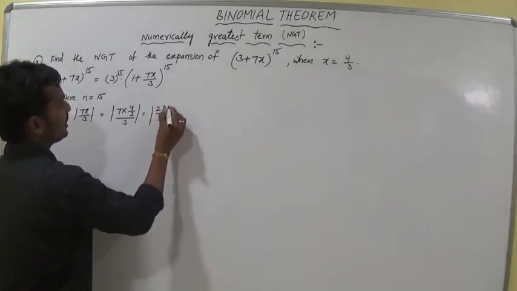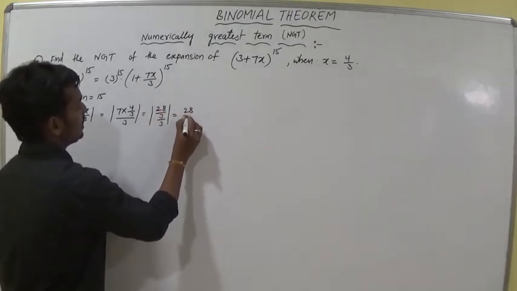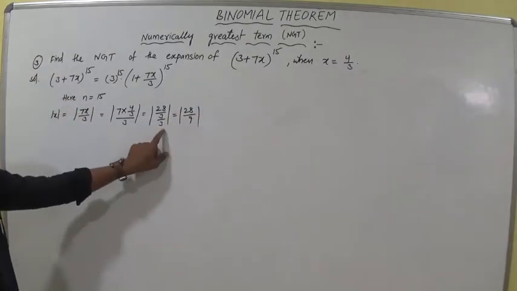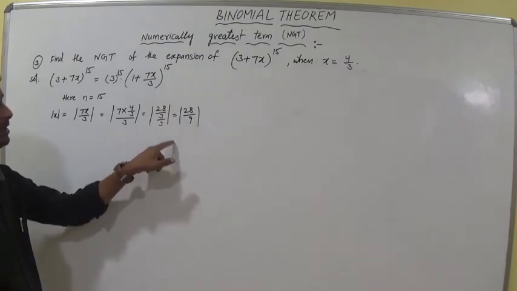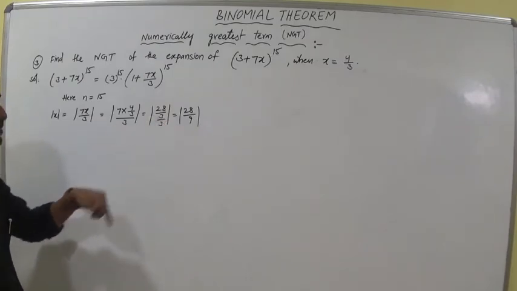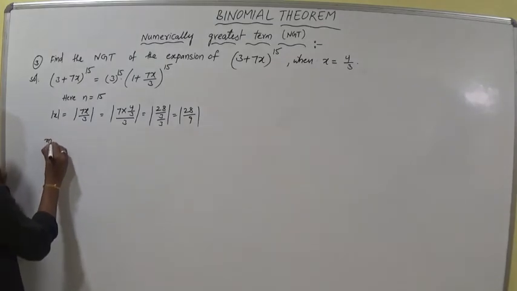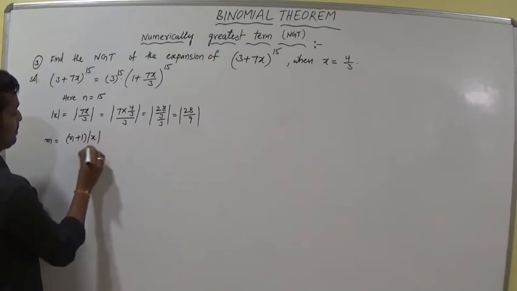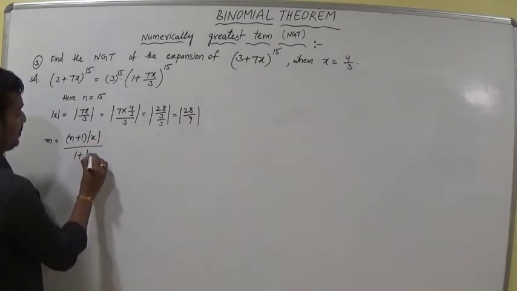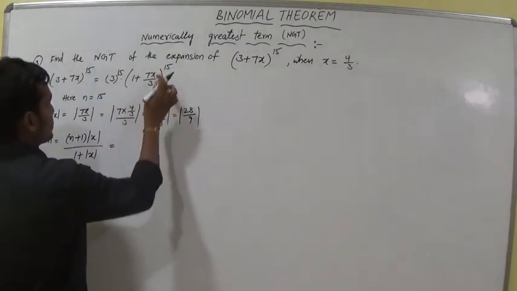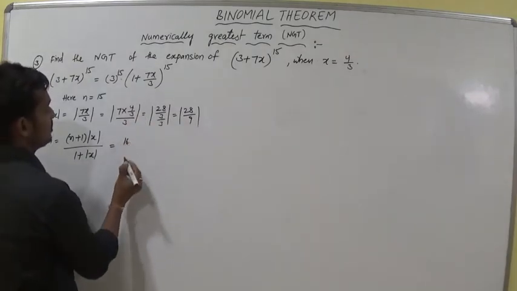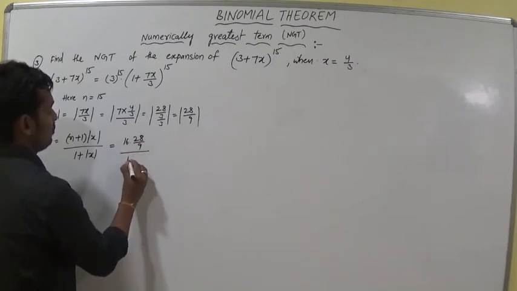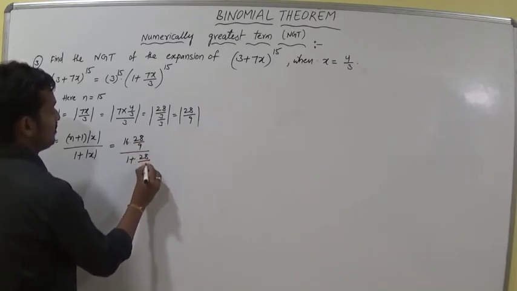What is the value of 28 by 3 by 3? It is equal to 28 by 9. How is it? 3 becomes 1 by 3, which means 28 by 9. So I am finding the m value. M is equal to, what is the formula? (n plus 1) into mod x by 1 plus mod x. That is equal to n plus 1, 15 plus 1 is 16, into mod x, 28 by 9, by 1 plus 28 by 9.